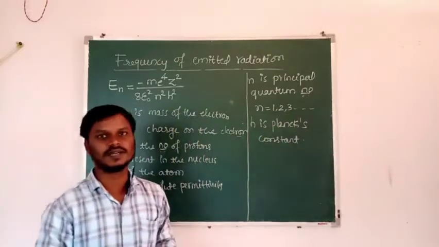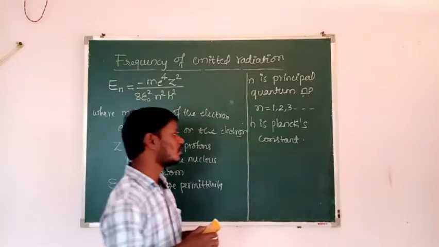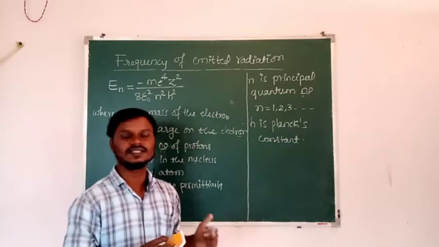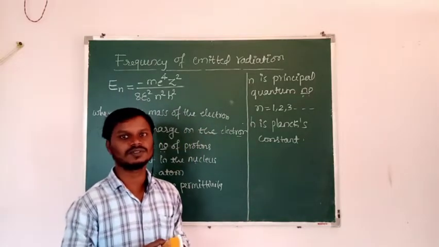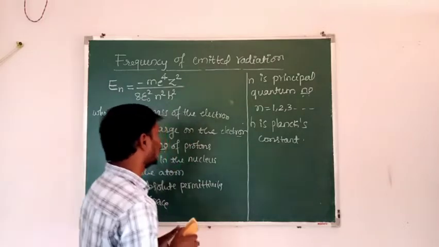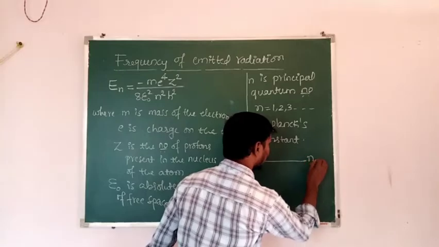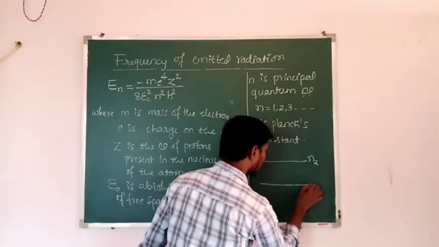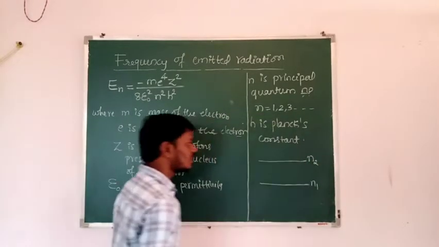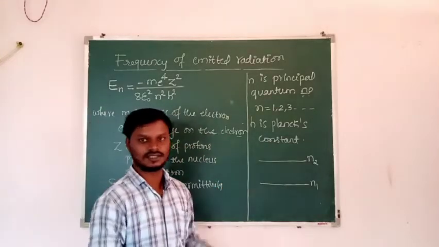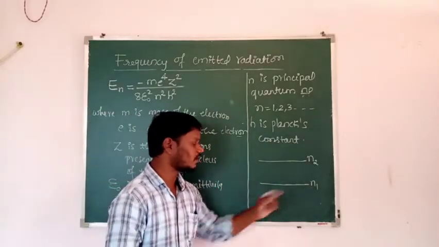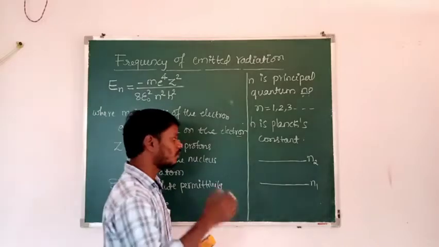Then what is h? h is nothing but Planck's constant, and its value is about 6.63 into 10 to the power of minus 34 joule second. Now we are going to find the frequency. Once again, I will take a higher orbit as n2 and a lower orbit as n1. What is the energy of the electron in the higher orbit, and what is the energy of the electron in the lower orbit? That we have to find.